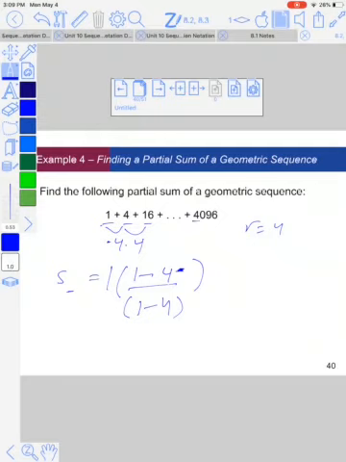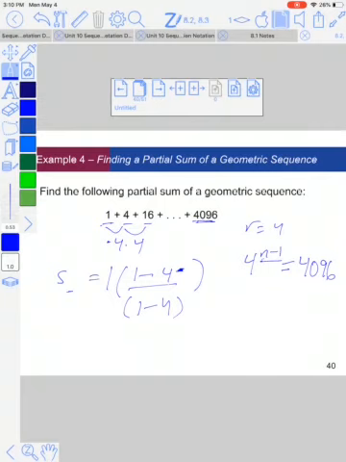So, what term is 4096? Well, I know that 4 to the n minus 1, if I put in 1, I get 1 minus 1, which is 0. 4 to the 0 is 1. So therefore, the question is, where does 4 to the n minus 1 equal 4096? So where does that happen? That is the question. So we need to solve for this. So in other words, we need to rewrite 4096 to some exponent.